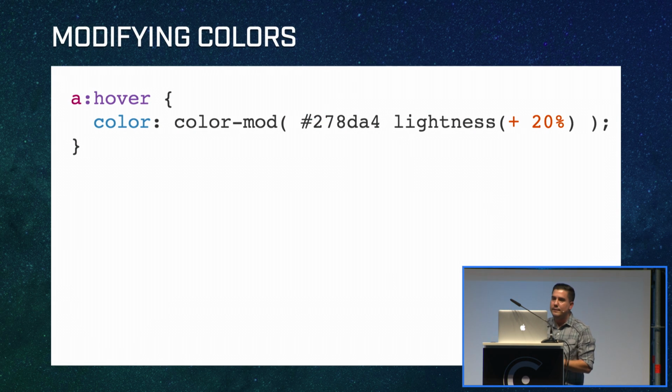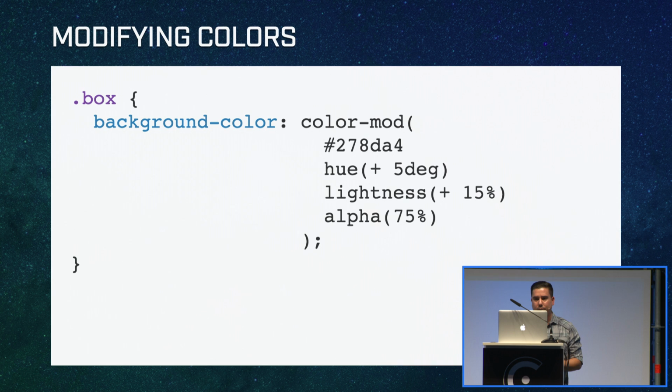So for example, we have a lightness adjuster here, and that lightens a color value by the specified amount. So for example, 20% here. You can also take away lightness by setting a negative percentage value. But the best part is that you can pass 2 or more adjusters to your color mod function. So alongside alpha and lightness, the hue adjuster you see here changes the hue of a color by rotating the color wheel by the specified amount. So for example, 5 degrees here.